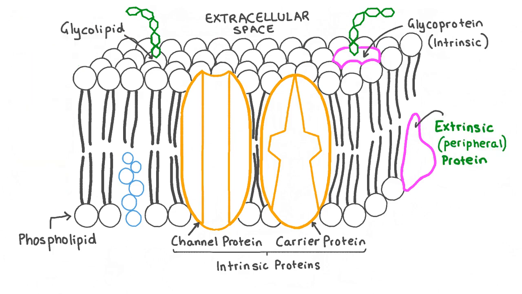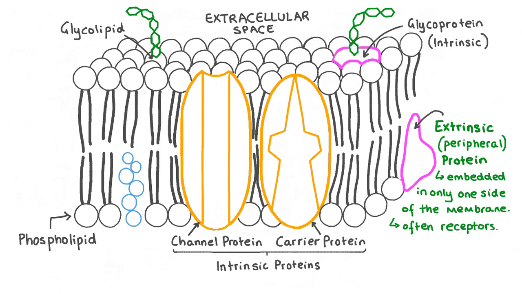Extrinsic proteins, which are sometimes called peripheral proteins, do not span the whole diameter of the membrane like intrinsic proteins do. Instead, they are embedded in only one side of the membrane, interacting with the phosphate head of a phospholipid, either on the interior or exterior of the phospholipid bilayer. They can also interact with intrinsic proteins. Extrinsic proteins can sometimes act as receptors, or can aid membrane stability.